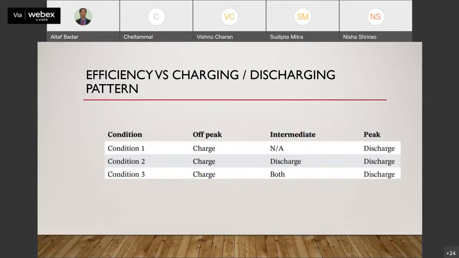But in intermediate, there is a variation which happens. If we are in condition 1, we are not going to charge, we are not going to discharge also. The battery remains as it is without change. If the system lies in condition 2, I will discharge the battery only during the intermediate period. And in condition 3, I can charge as well as discharge the battery. Right? So remember this, and as and when required, I'll come back to the slides.